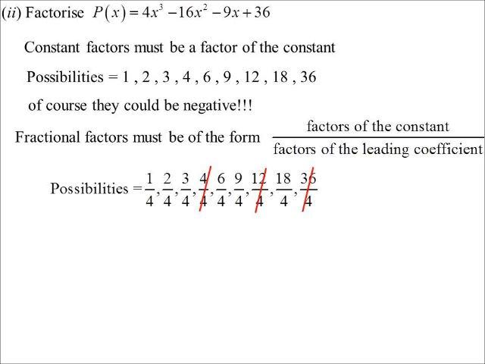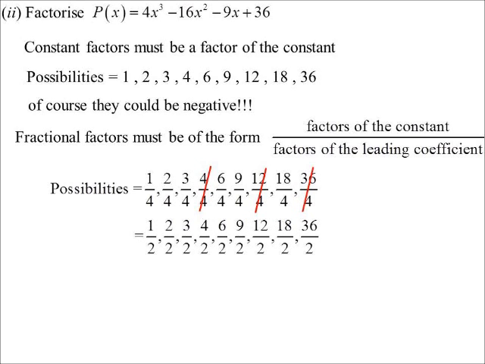I'll get rid of those ones because we've already got them. 4 on 4 is 1. So there's one I don't have to check. 12 on 4 is 3. Don't have to check that one. 36 on 4 is 9. So I don't have to check that one. But 2 also goes into 4. So maybe the factor is a half. Or 2 on 2, or 3 on 2, or 4 on 2, or 6 on 2, and so on and so on. But again, some of those are repeated. So we'll just cross out ones we've already tried. And it could be negative as well.